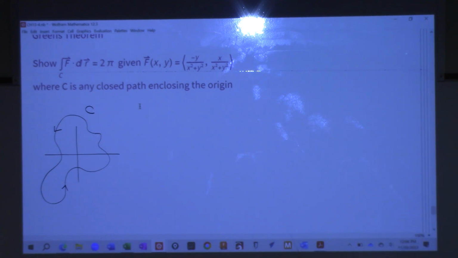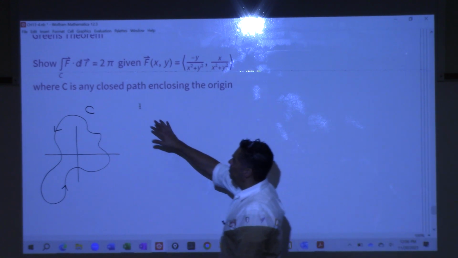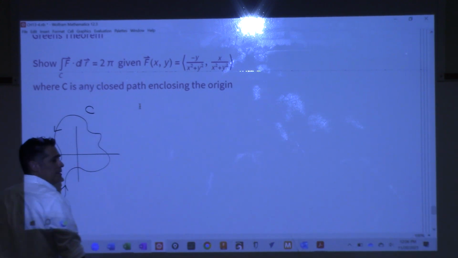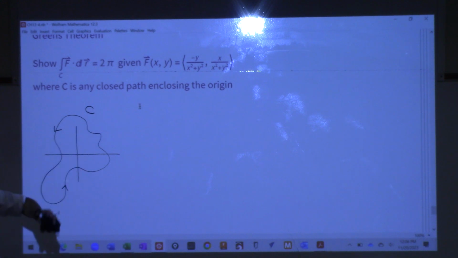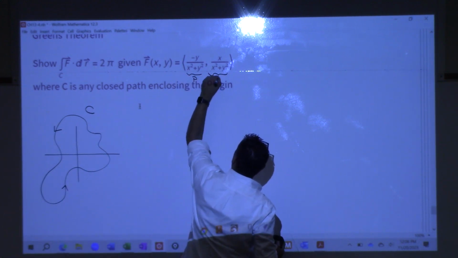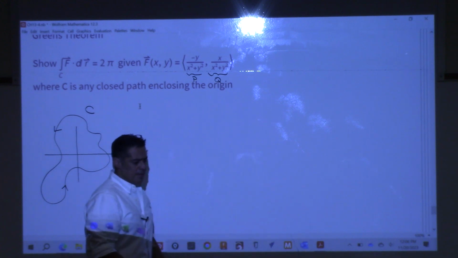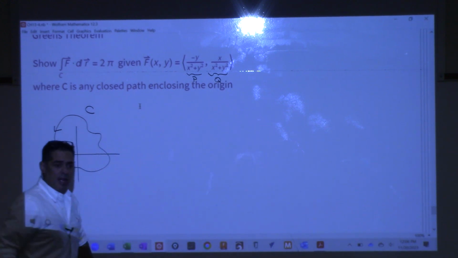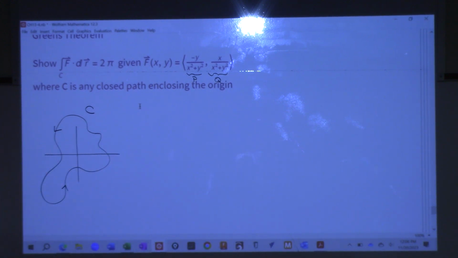Now what I need to show you is that the answer to this is 2 pi, and that's my field. Remember, this would be my P and this would be my Q. Can I use Green's theorem? Yes, I can. You could change this to the double integral over D. But there's a problem. What's D? It's arbitrary, isn't it?